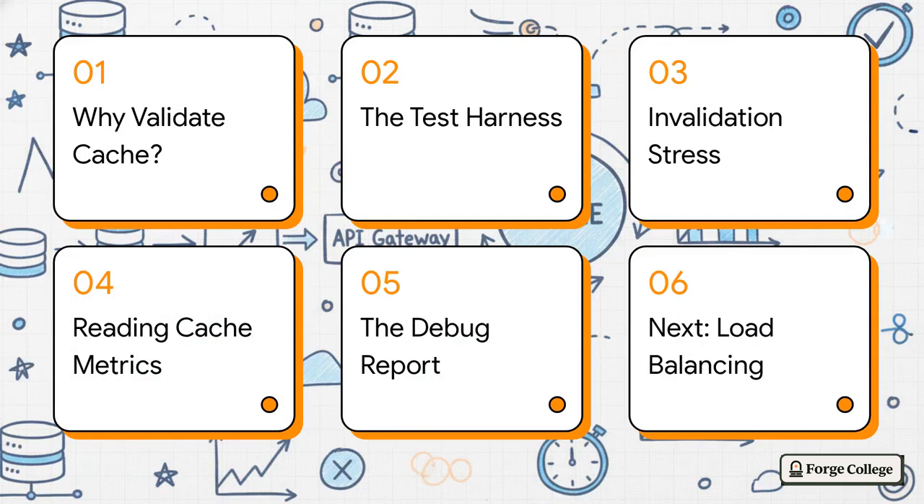Okay, so here's our test plan blueprint for the day. We're going to quickly cover why you actually need to validate your cache, how to set up the test harness, run a pretty grueling invalidation stress test, read those cache metrics, create your debug report, and finally take a quick look ahead at load balancing. Let's just dive right in.